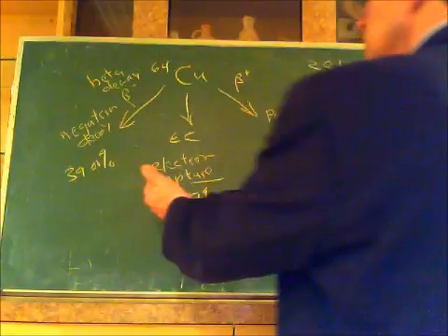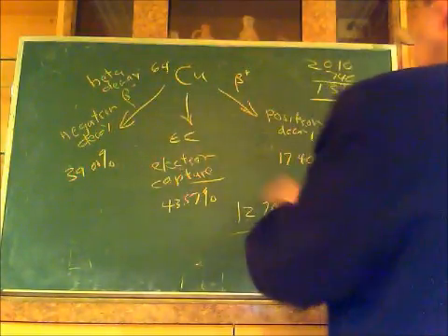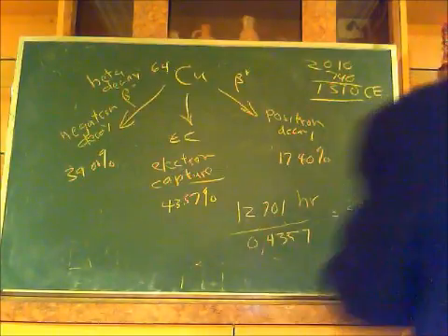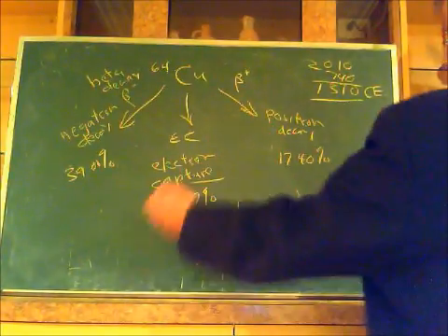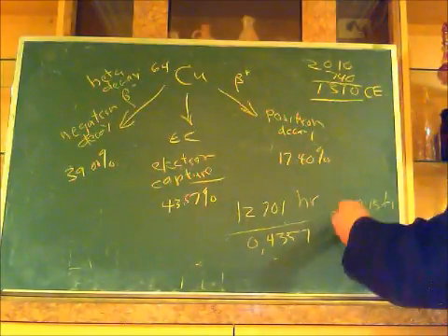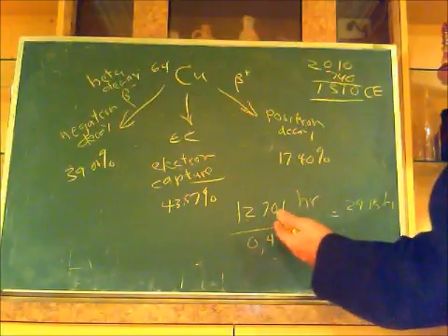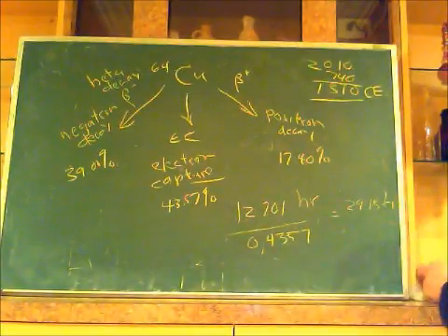So we're able to take the overall half-life and then look at the different partial half-lives, and we can use that number to determine what the partial half-life for electron capture is, what the partial half-life for positron decay is, or anything else for that matter.